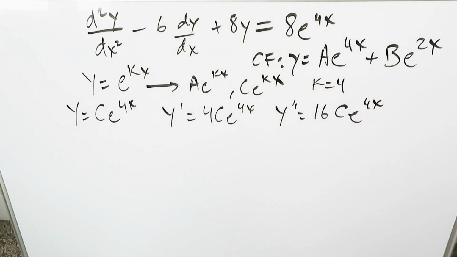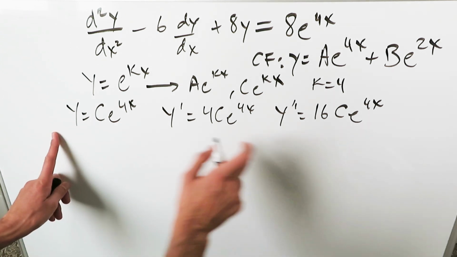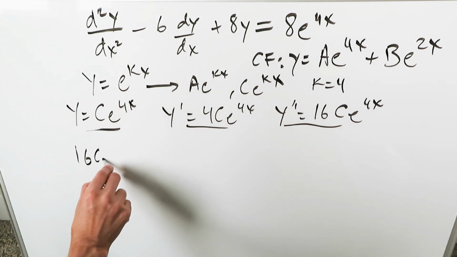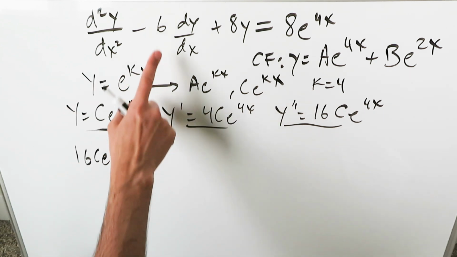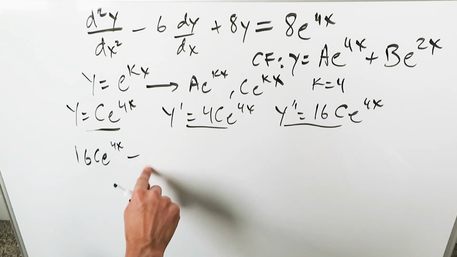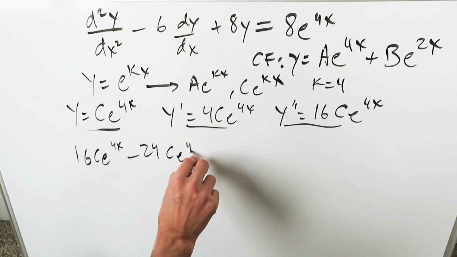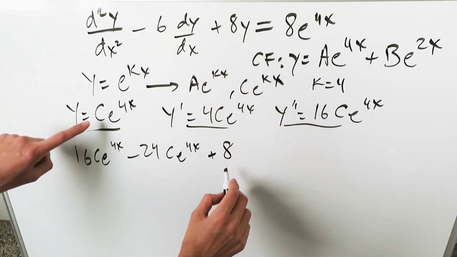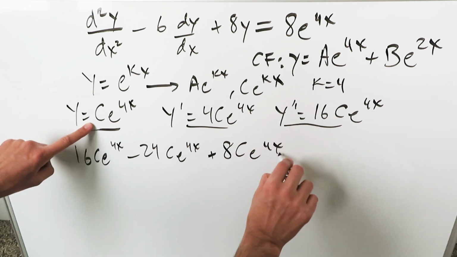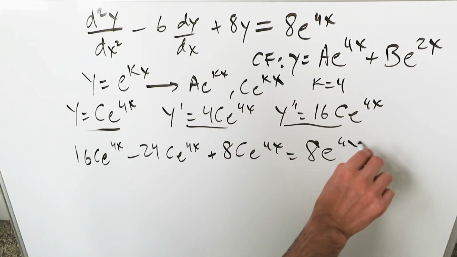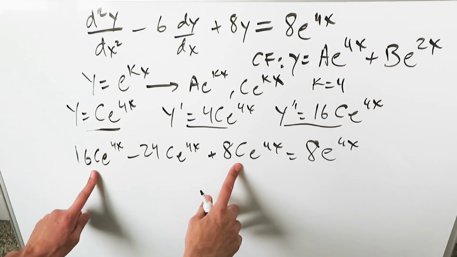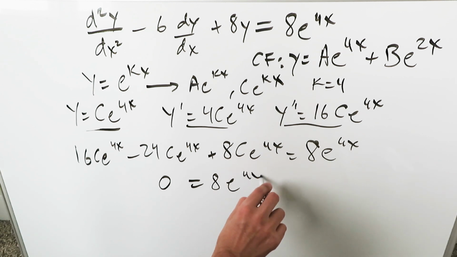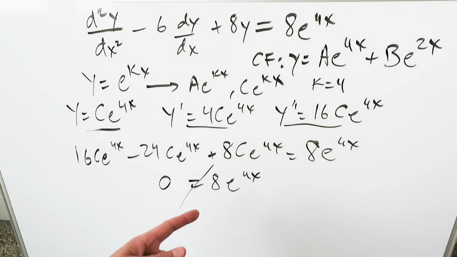You know the derivative template for exponential is not hard. You have to plug these items in. My second order derivative is 16c e to the power of 4x minus 6 times the first order. 6 times 4 is 24. So minus 24c e to the power of 4x plus 8 times your zero order derivative, which is your original function, 8c e to the power of 4x is equal to 8 e to the power of 4x. Now look what happens over here. I have 16 plus 8 is 24, minus 24, I'm getting here 0 is equal to 8 e to the power of 4x, and that's a mistake right there, and we're stuck and we can't proceed.